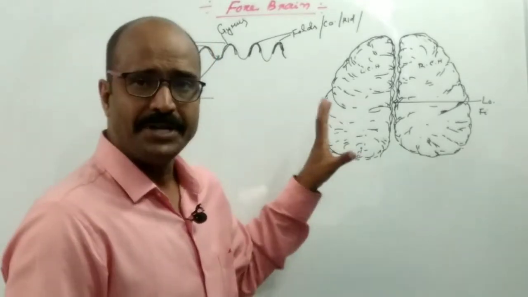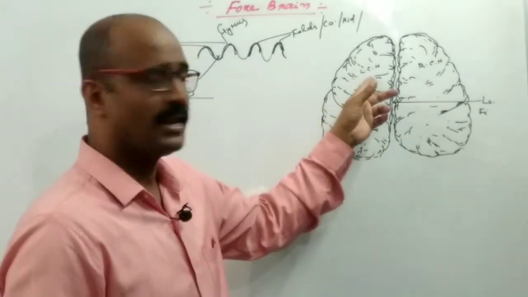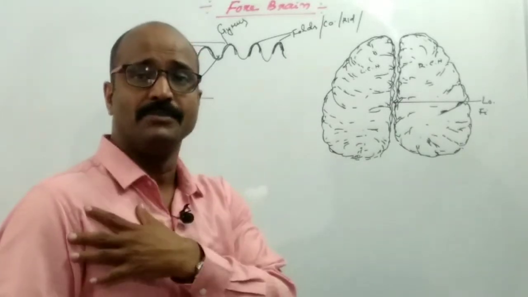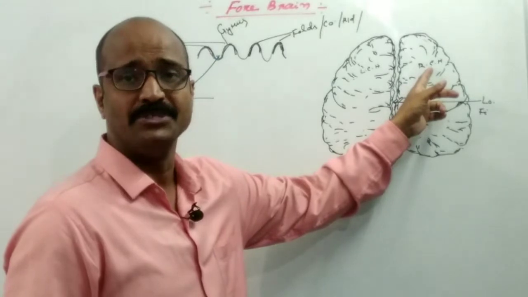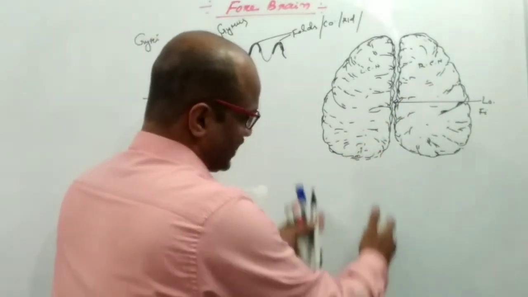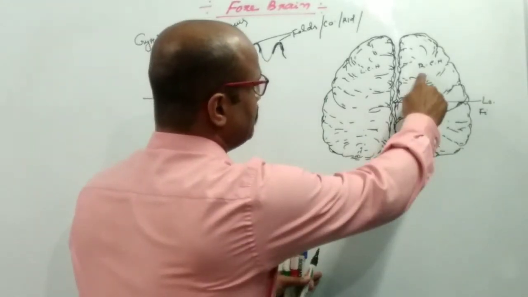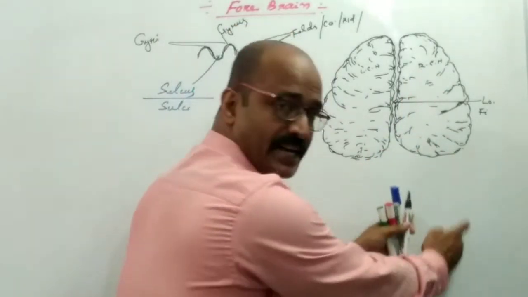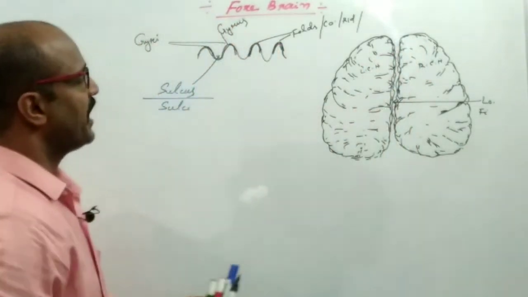The activity of the right part of the body is controlled by the left cerebral hemisphere, and the activity of the left part of the body is controlled by the right cerebral hemisphere. It is vice versa. The activity of the right side of the body is mostly controlled by the left cerebral hemisphere.